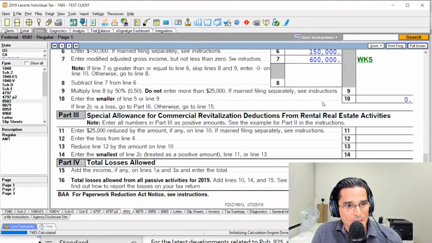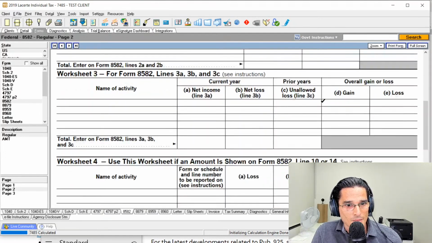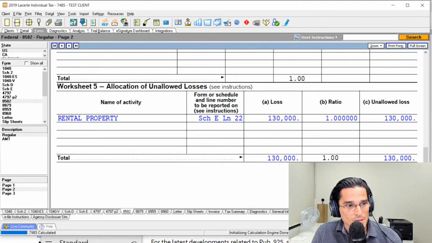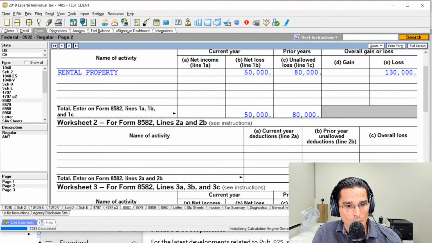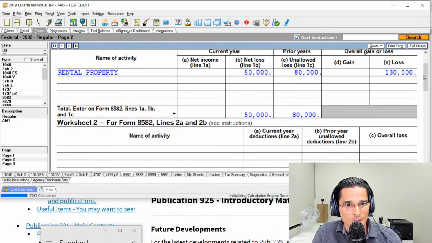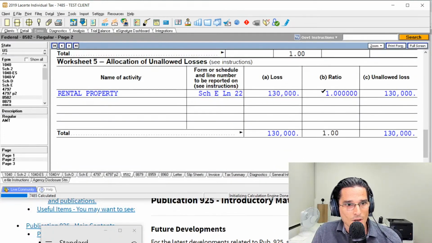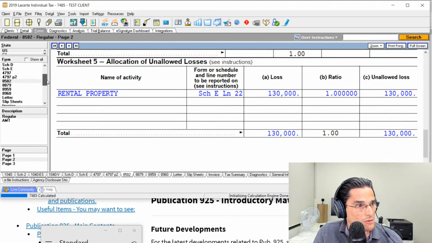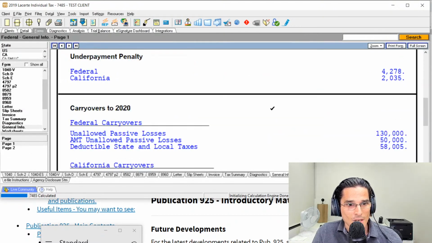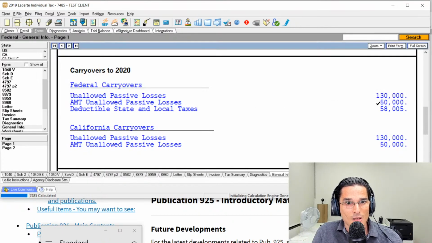And what's happening here is that we're not being allowed any losses because in Worksheet 5, we can clearly see that the $130,000 is an unallowed loss. And what's going to happen is if we look at the general information screen here, that $130,000 loss is being carried forward to future tax years.